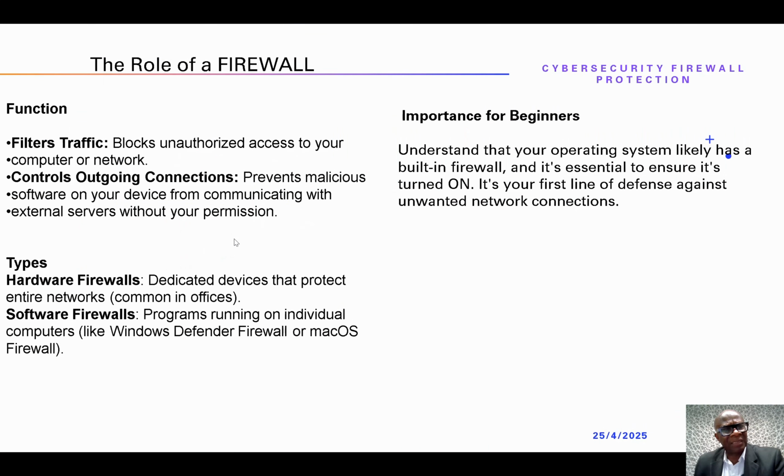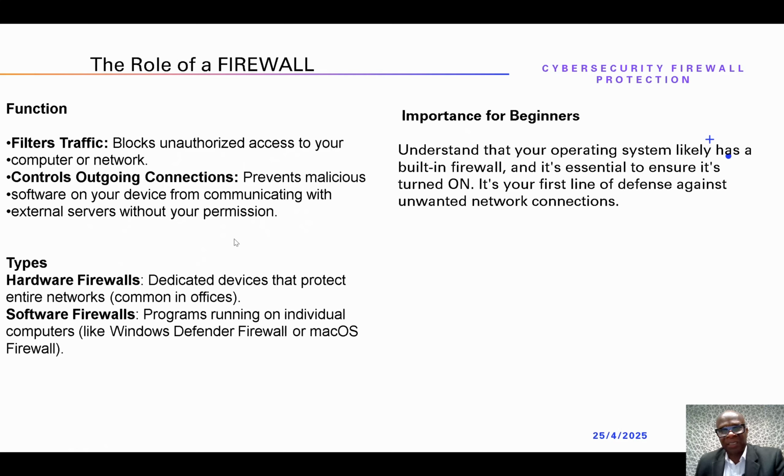As I've just explained, filtering traffic means blocking unauthorized access to your computer or network. It controls outgoing connections, preventing malicious software on your device from communicating with external servers without your permission. There are two types of firewall. Hardware firewalls are dedicated devices that protect entire networks, mainly in offices. Software firewalls are programs running on individual computers, like Windows Defender Firewall or macOS Firewall.